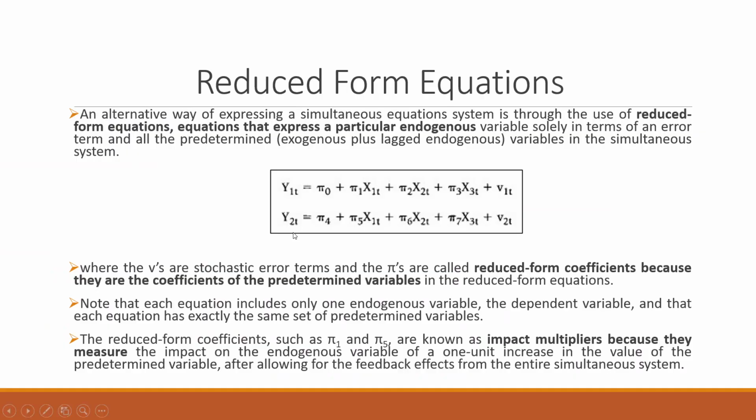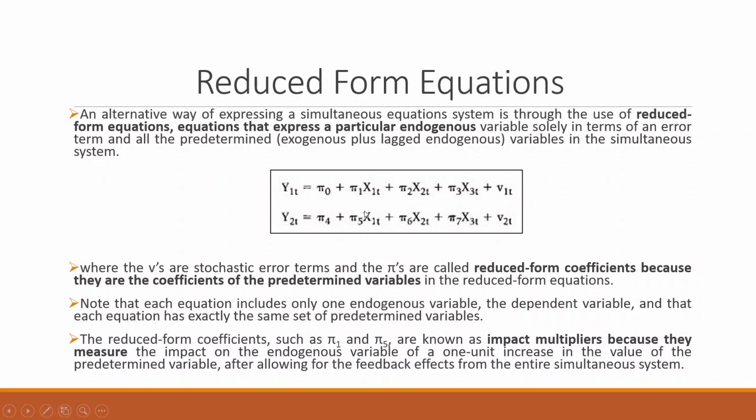Similarly, if I talk about y2t is equal to phi 4 plus pi 5 x1t plus pi 6 x2t plus pi 7 x3t plus v2t. If you carefully observe, there are no endogenous terms on the right hand side. Only exogenous terms are considered. So the previous equation has now been reduced, and this is known as a reduced form equation, where the v's are the stochastic error terms that are randomly distributed, and normally have a normal distribution.